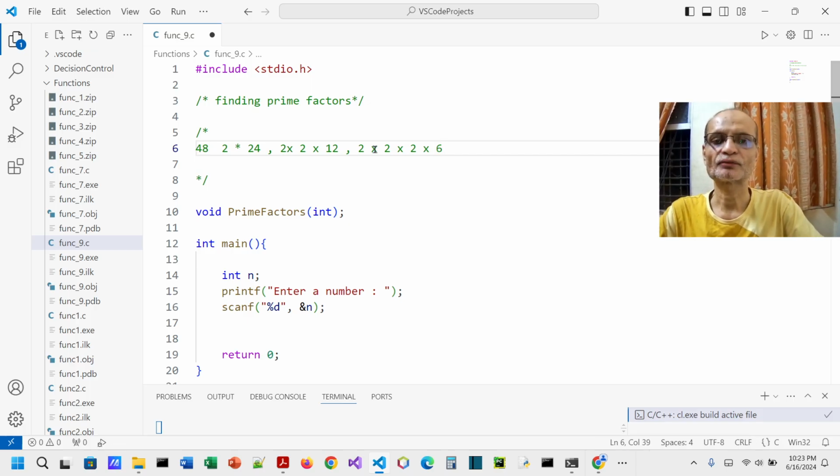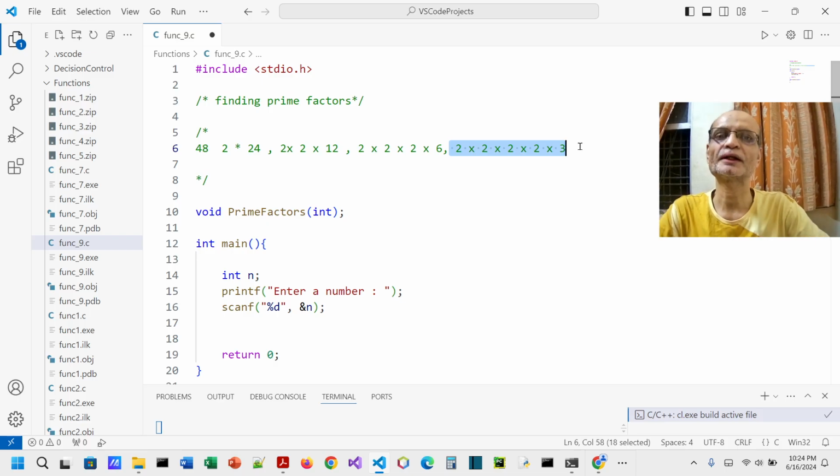and then what we now have is 6. So 6 once again you are going to divide. So what you get is 2 into 2 into 2 into 2, and then 3. So basically what you got is these four 2s, then 3. Here you can see 2 into 2, 4, 4 into 2, 8, 8 into 2, 16, 16 into 3, 48. So these are the prime factors of the number 48.